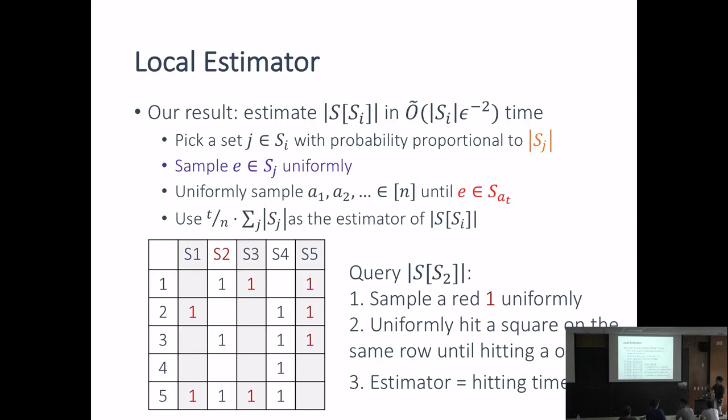So in this case, the third step is not from N, it's from S. Yeah, and then the expected time you spend in this case is the size of S_i over the number of elements in this row. So that will be the complexity we need in this row. Yeah, sorry for the mistake.